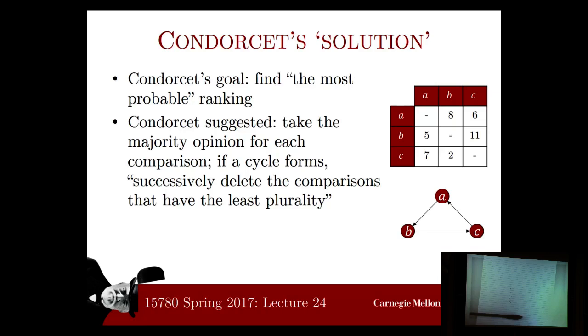Let's see how this works in this example. There are 13 voters overall. A majority prefer A to B. A majority of 11 prefer B to C, and a majority of 7 prefer C to A. So there's a cycle in the preferences of the majority. Now delete the comparisons that have the least plurality. Of these 3 comparisons, C versus A has just more than half. That's the weakest comparison of the 3. So Condorcet suggested, let's delete this arrow. Then we get A is better than B, B is better than C. So this gives us a ranking, and the proposal is to return this ranking as our output. Okay, so that makes sense.